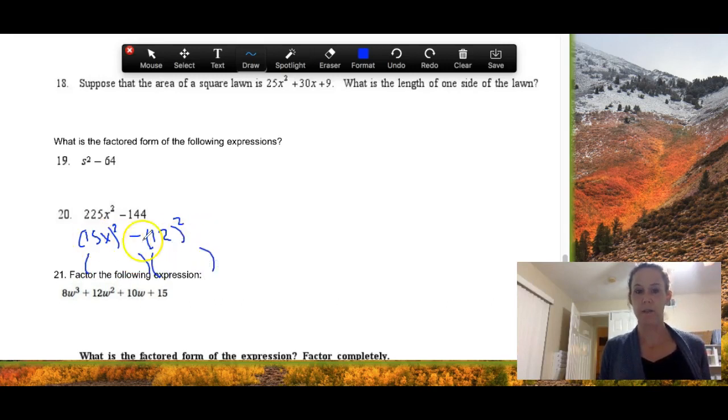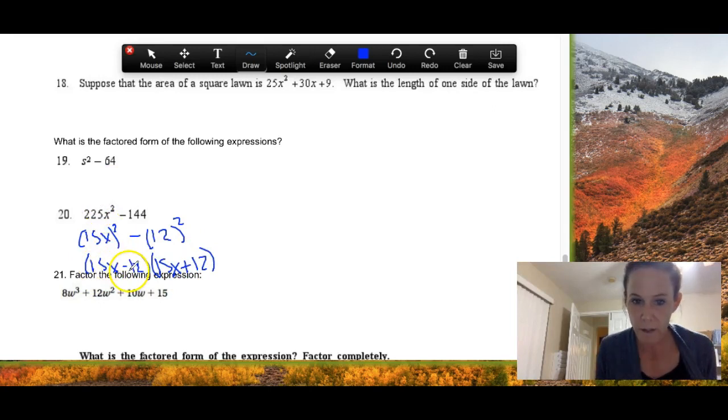This is what I'm going to see from a lot of you with something like this. You're going to do the difference of perfect squares, 15x minus 12, and then 15x plus 12, okay? Yes, that is a factored form of this, but it's not most factored. 15 and 12 have something in common. They're both divisible by 3. I can pull a 3 out of here, and I can pull a 3 out of here. Now, these are all multiplied together, so pull both 3's out to the front. 3 times 3 is 9, okay?